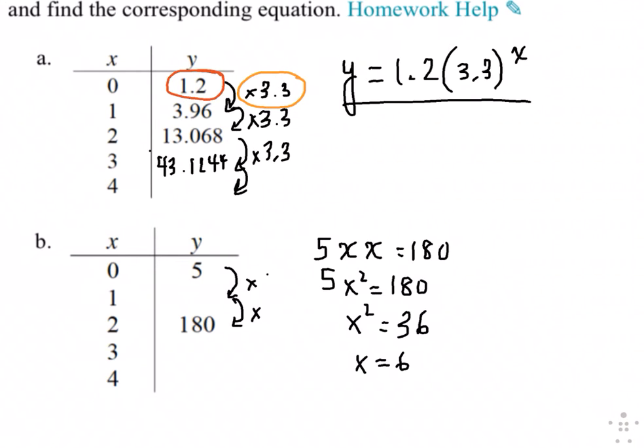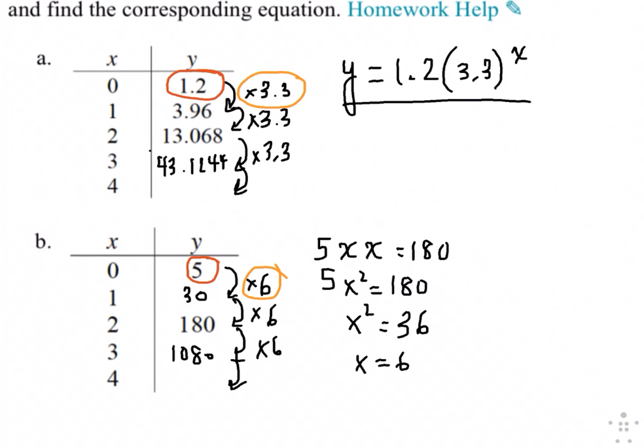So we could figure out that first they multiplied by 6 to get 30. Then they multiplied by 6 again to get 180. So that means we have to multiply again by 6, right, to get 1080. And then you could keep doing the same by multiplying by 6. But again, we have the information we need. We have our 0th term, and we have our multiplier.